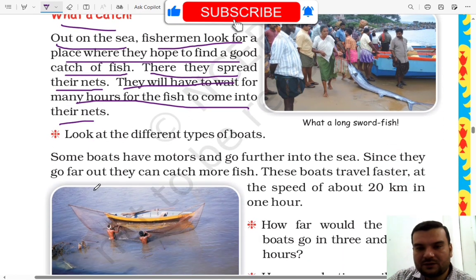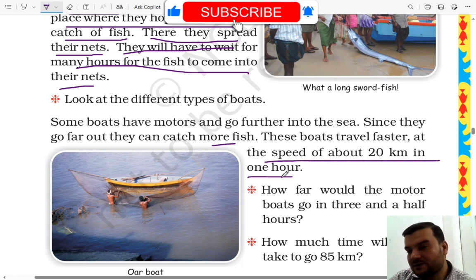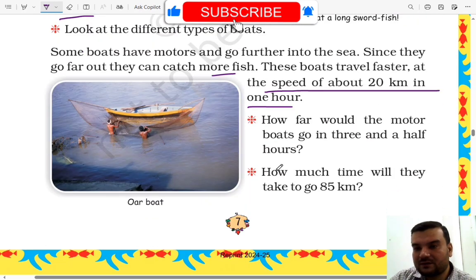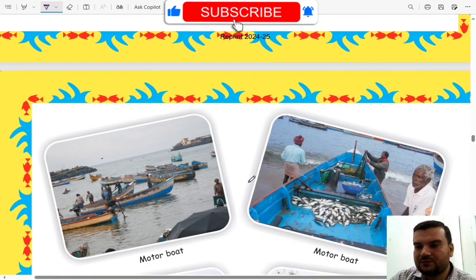Yes. Look at the different types of boats. Some boats have motors to go far into the sea. Since they go far, they can reach more fishes. Their boats travel faster, at a speed of about 20 km in 1 hour. Okay, so some boats have motors, so they go somewhere around 20 kilometers in 1 hour. How far would the motor boats go in 3.5 hours? How much time will they take to go 85 kilometers? Okay, so you have to answer it.